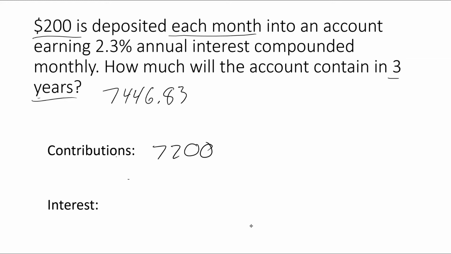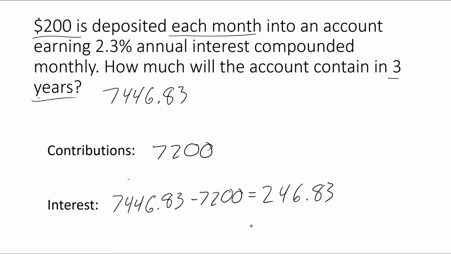The reason there's more than $7,200 is because of the interest that is paid by the bank. The interest is just the difference between those two numbers. You can take out of the bank $7,446.83, but you only put in $7,200. The difference of those two things is the interest, which would be $246.83.